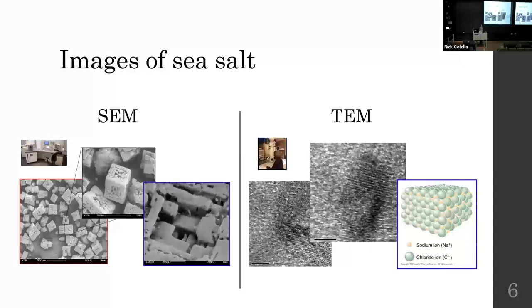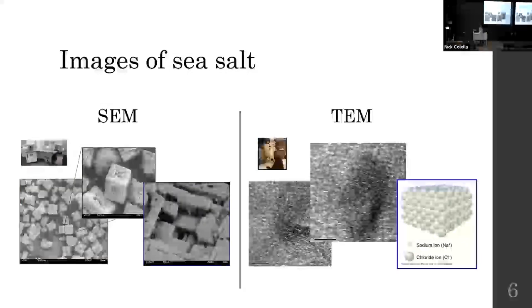So how do you choose which technique you want to use? Well, that depends on the questions you're trying to ask, right? So this is a nice example of something that we've all encountered, sea salt. And if your question is how big are the grains of the crystal, well, you might want to go for SEM because this scale bar here is like 500 microns. So that's way too big for us to be using in a TEM.